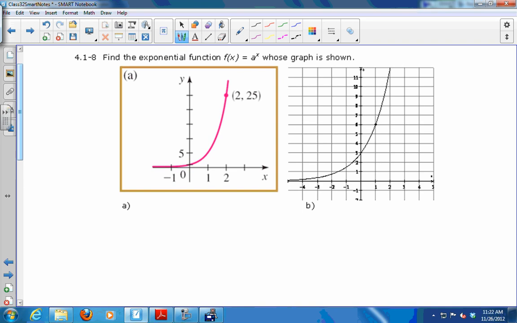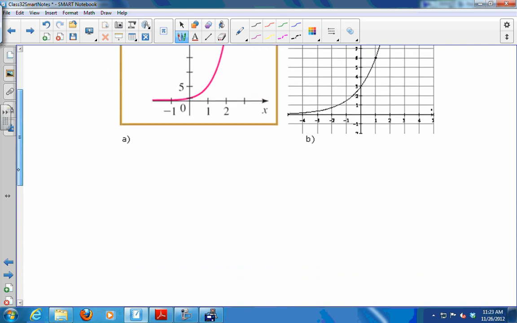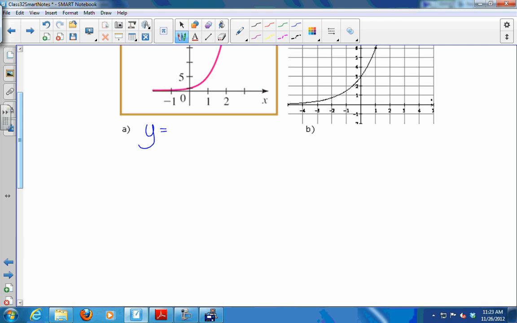All right, so I want to find formulas for these two graphs. This is sort of our ritual when we learn about new functions. We look at it in a real-world context, like the rabbits. We look at its graph and its properties, and then we have to learn how to find a formula for a graph. So this is just y equals a to the x.